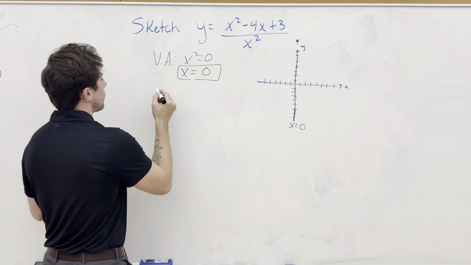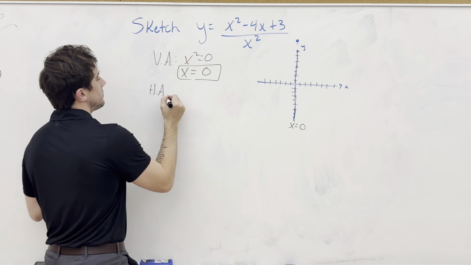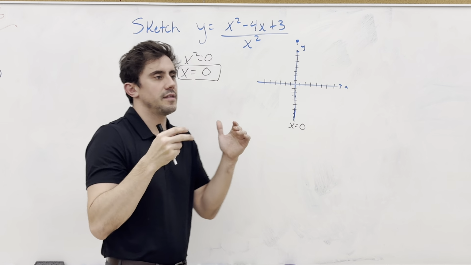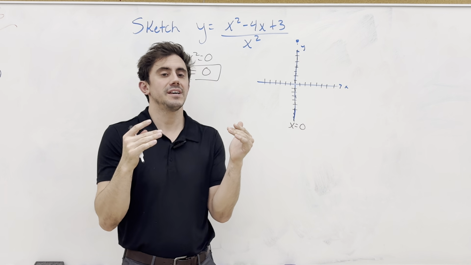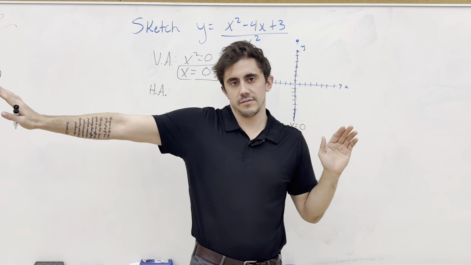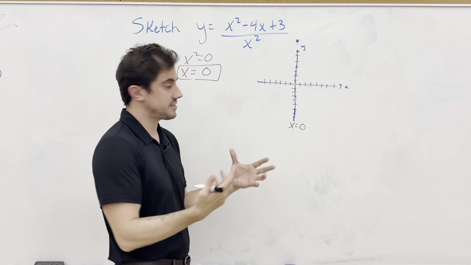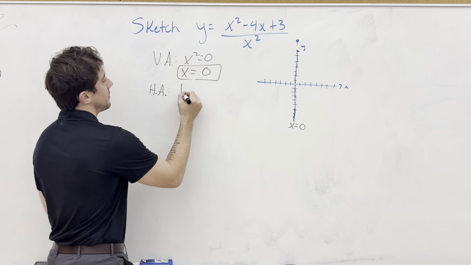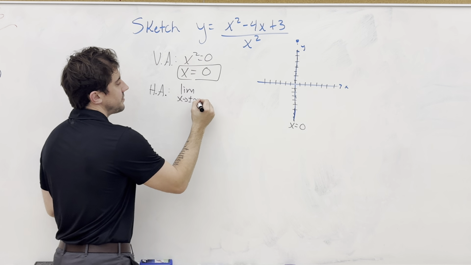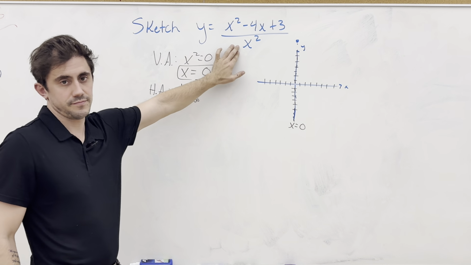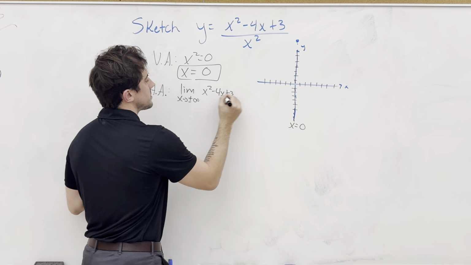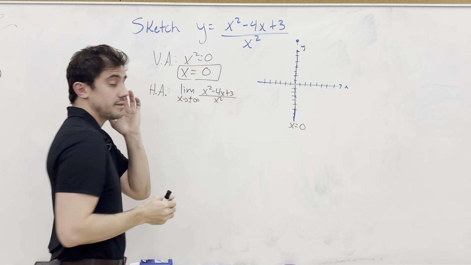Now, our horizontal asymptotes are really the end behaviors of our function as the x values go out to positive infinity or to negative infinity, right? And so in the language of calculus, what they really come from is the limit as x goes to positive or negative infinity of our function, namely x squared minus 4x plus 3 all over x squared, right?